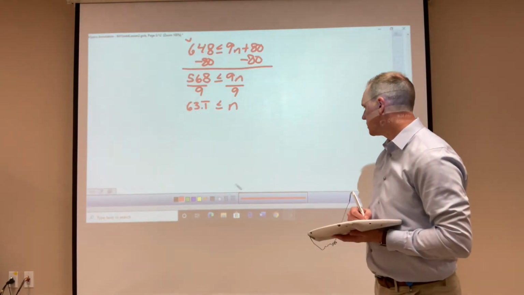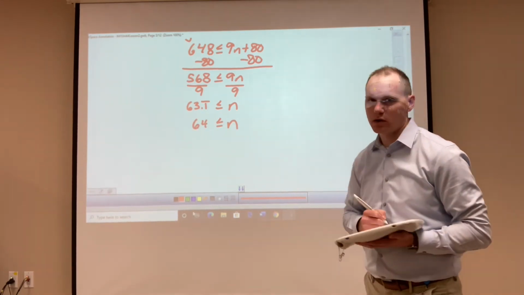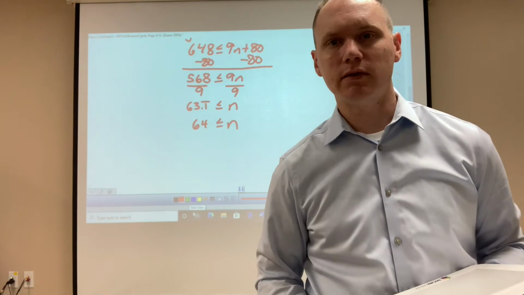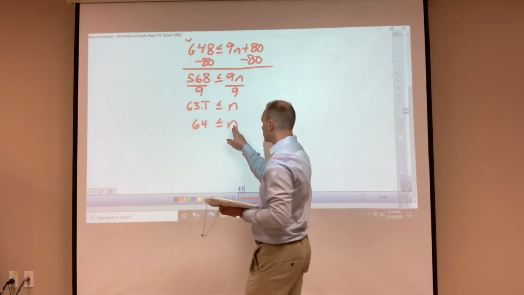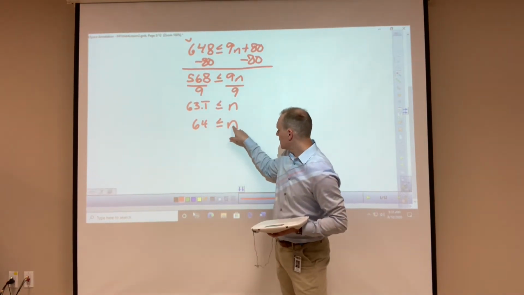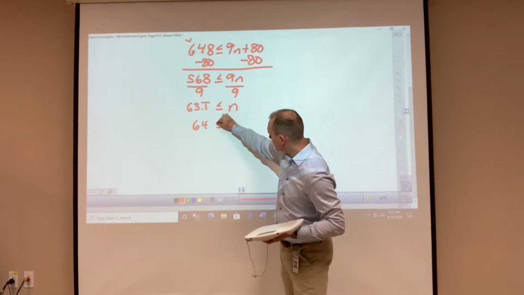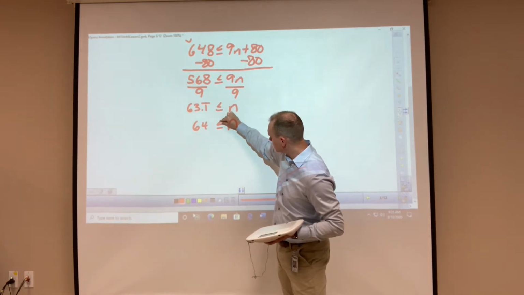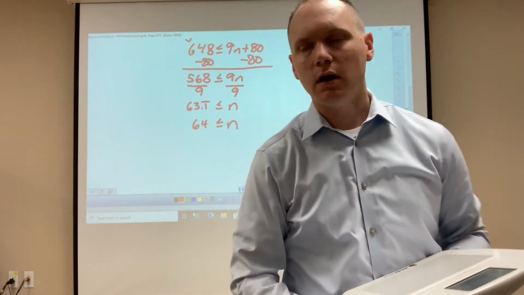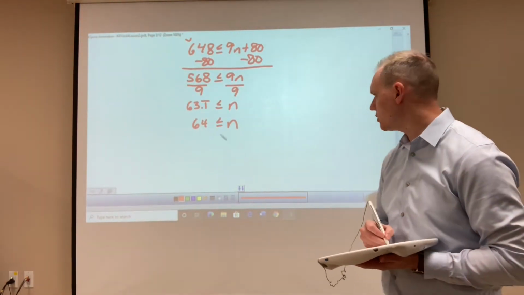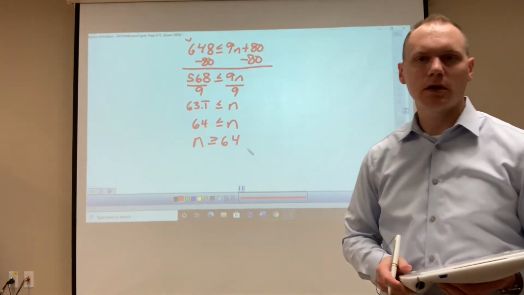So let's make sense of this. Really, n needs to be greater than or equal to 64, right? So that he can have that amount. So he'll actually make a little bit more than 648 by doing that, but he needs to work at least 64 hours. So this says that n could be equal to 64 or n could be greater than 64. If you read it right to left, n is greater than or equal to 64. And you can write it this way, n is greater than or equal to 64. Same thing, all right?